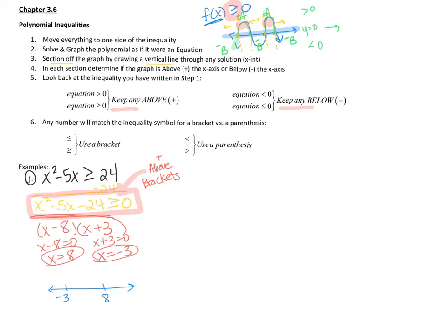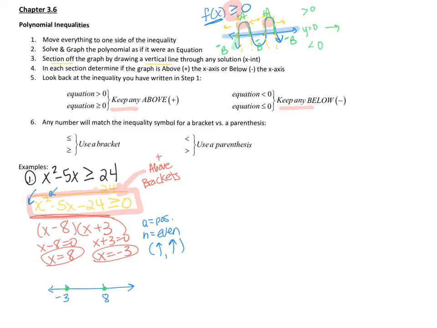Now I need to connect that with my end behavior. So my end behavior means I have to take the a and the n. My a is going to be a positive. My n is even. So a positive even is going to go up, up. All right, so I'm going to put those points on my number line here.